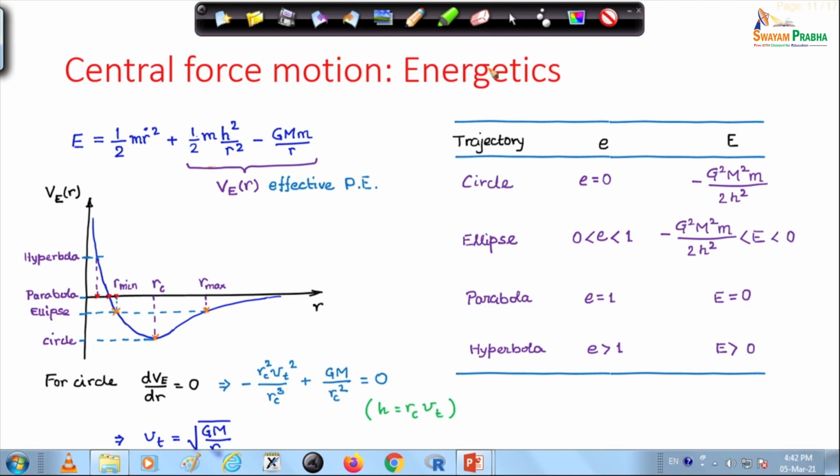If it is a parabola, you will notice that this curve becomes asymptotic with the r axis, the horizontal axis. Therefore, the effective energy is 0, so it is on the r axis. On one side it is bounded, there is an r min, but there is no r max. So, r max is infinity. So, it becomes unbounded. And here for a parabolic path E is 0.